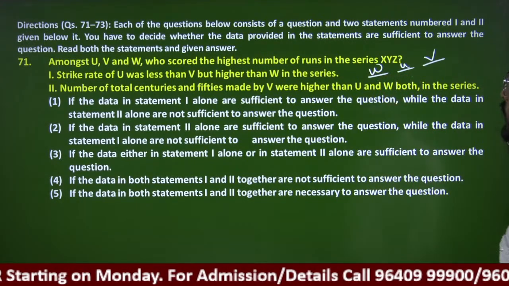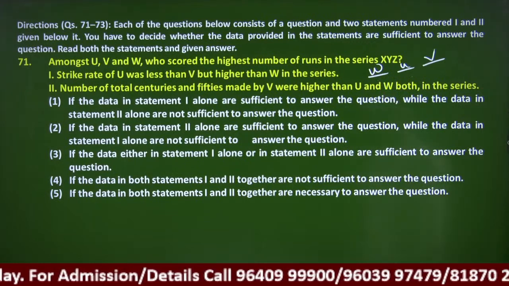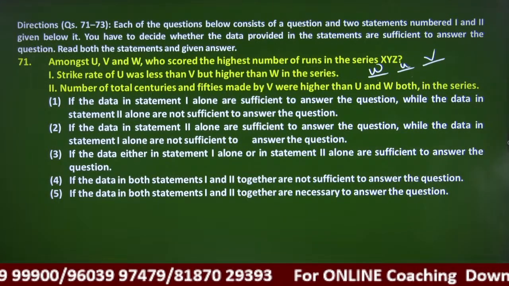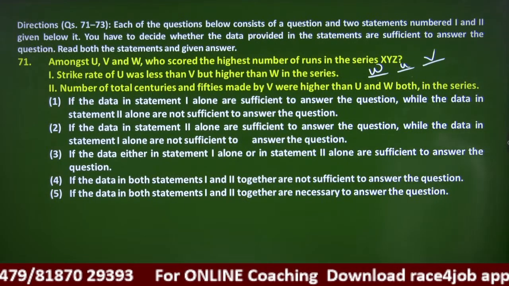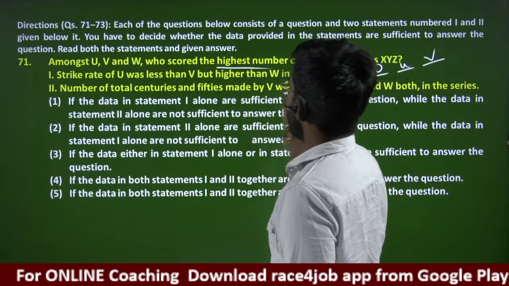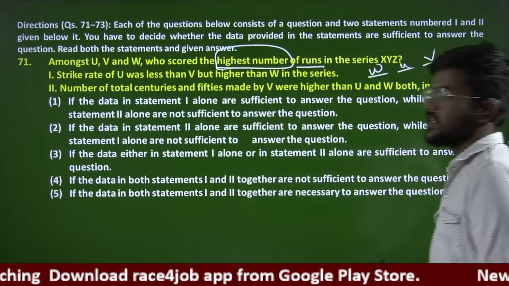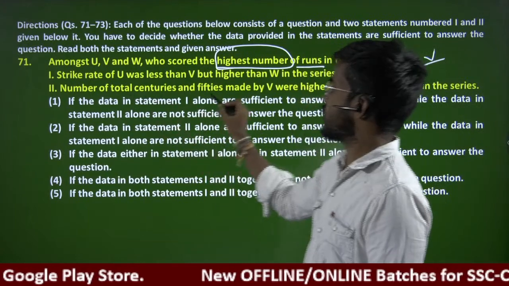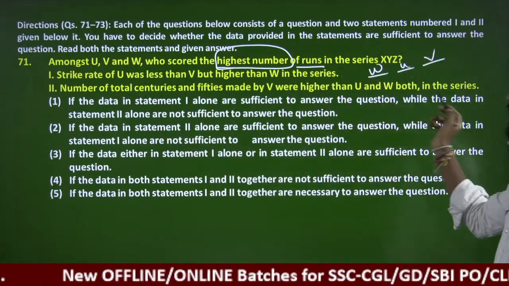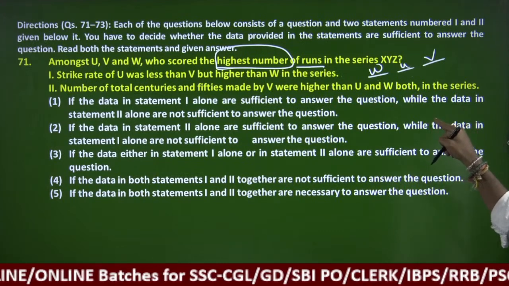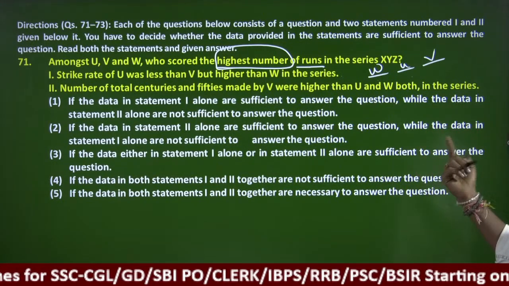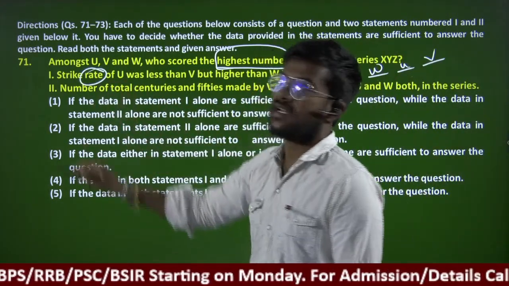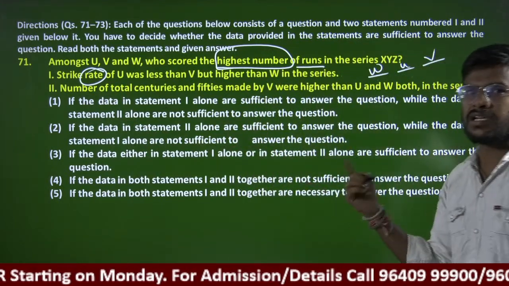Number of total centuries and 50s made by V were higher than U and W both in the series. What can we say? They are asking who scored the highest number of runs, but in the second statement they are telling only about the centuries and 50s, not the highest number of runs. In the first statement they are telling about the strike rate. So we can't say about the total runs.